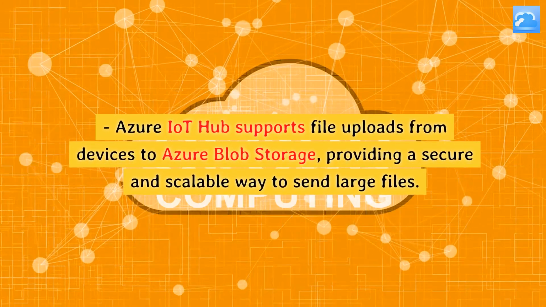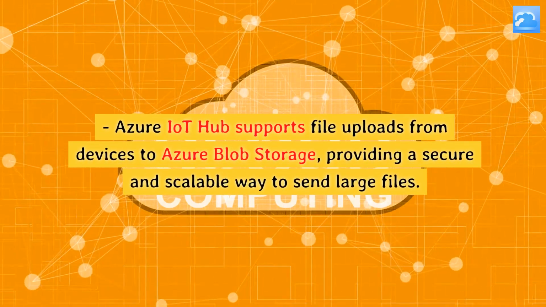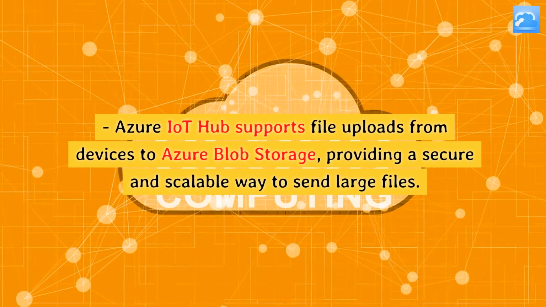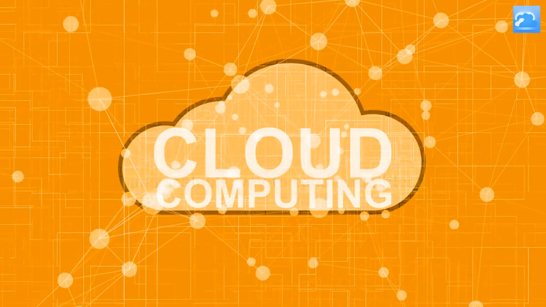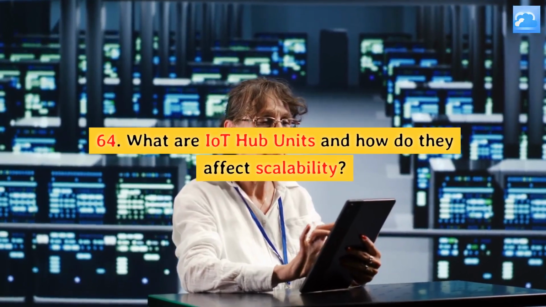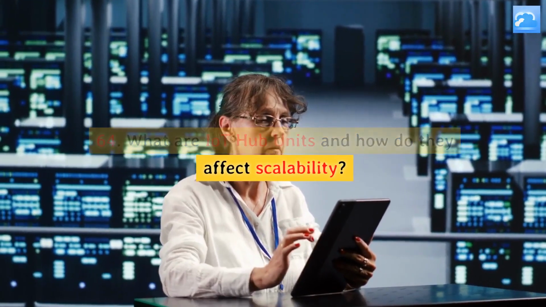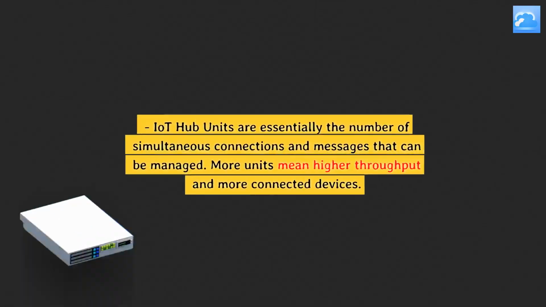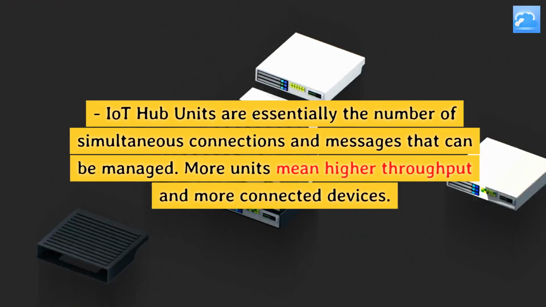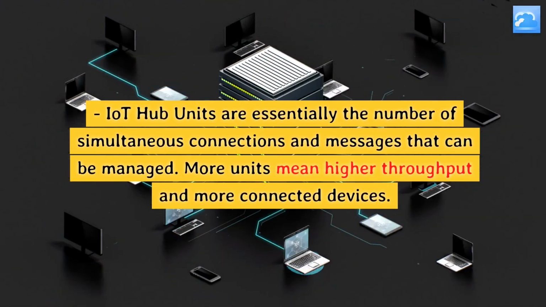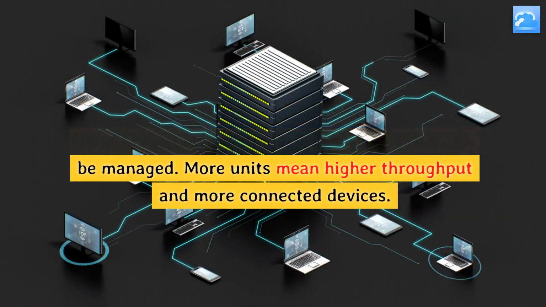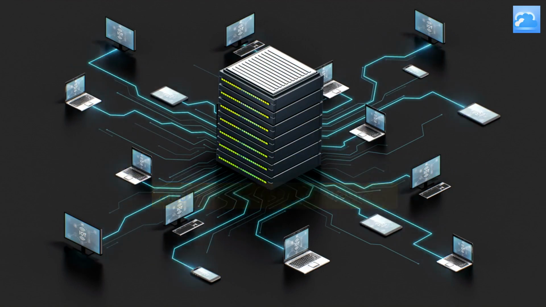63. How does file upload work in Azure IoT Hub? Azure IoT Hub supports file uploads from devices to Azure Blob Storage, providing a secure and scalable way to send large files. 64. What are IoT Hub units and how do they affect scalability? IoT Hub units are essentially the number of simultaneous connections and messages that can be managed. More units mean higher throughput and more connected devices.